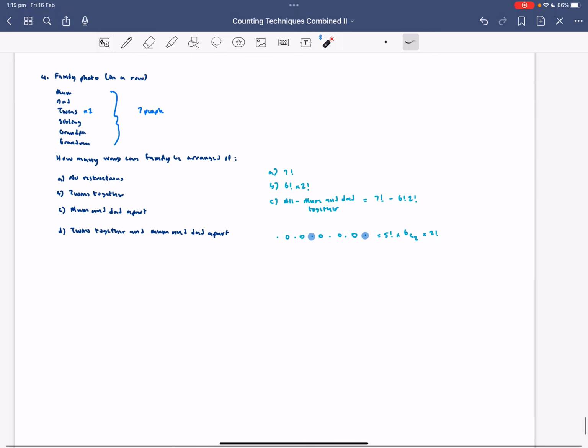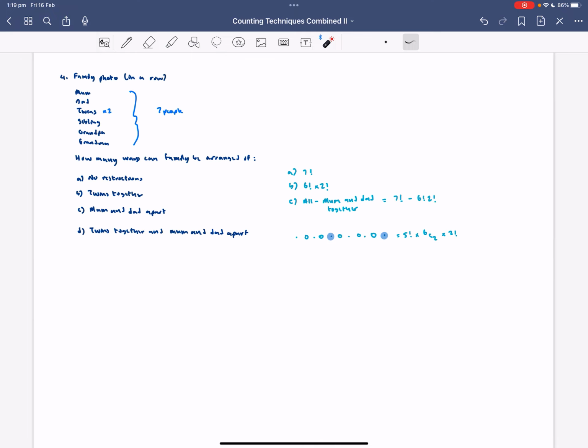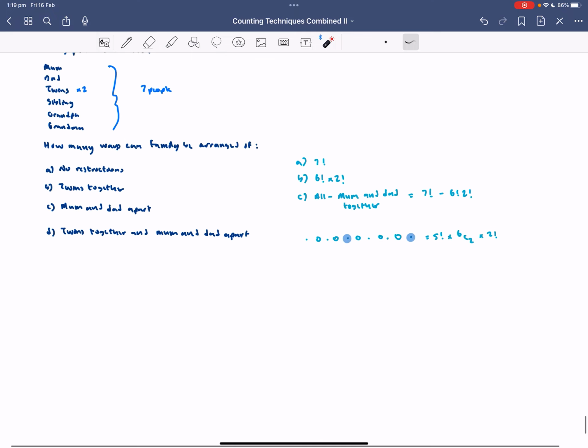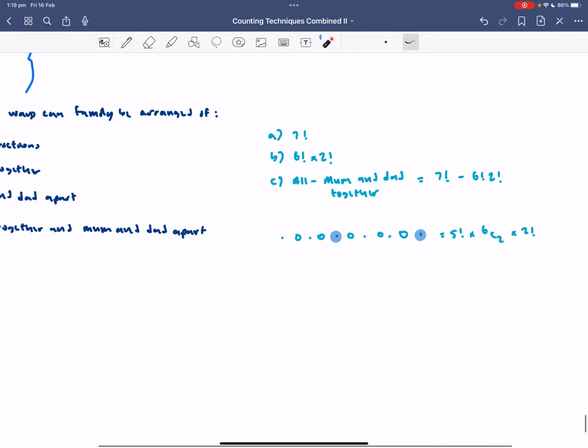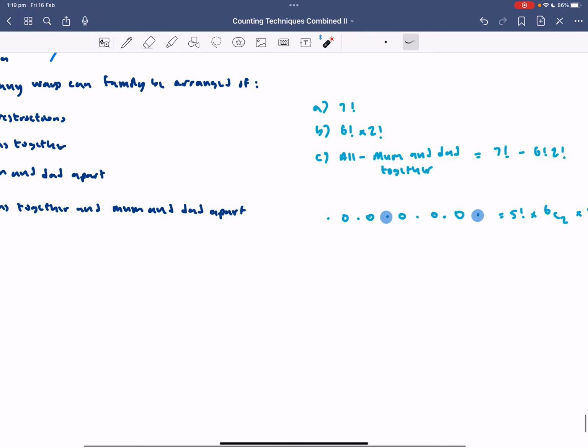Now it's part D that is hard. Have a shot at part D. If you're not up to it, pause, try again. Now, a lot of people will incorrectly do this.